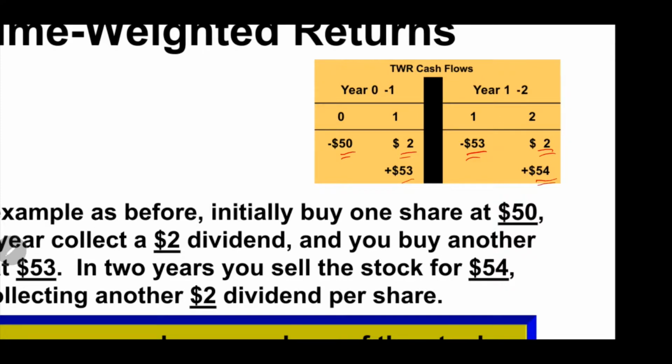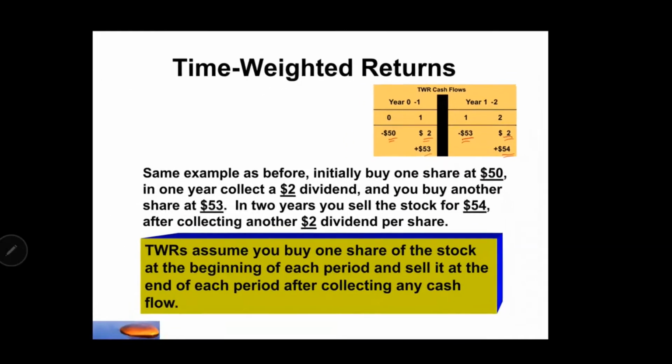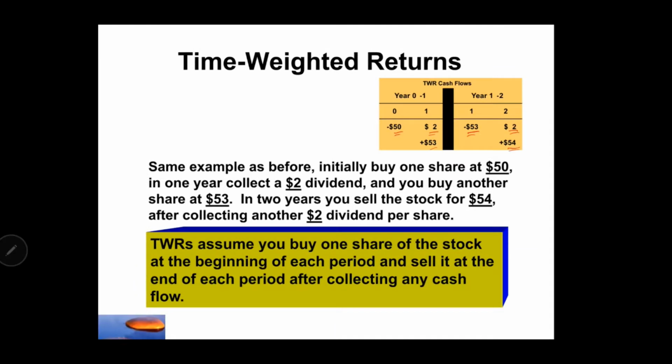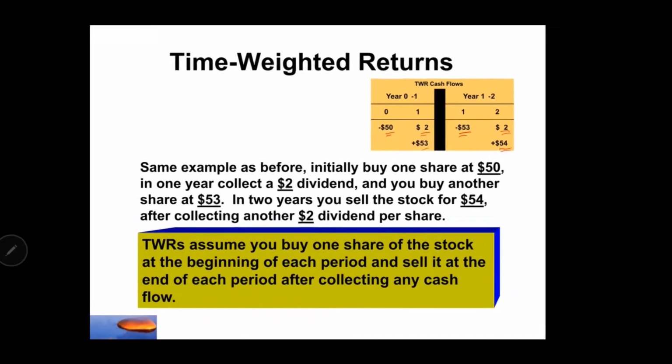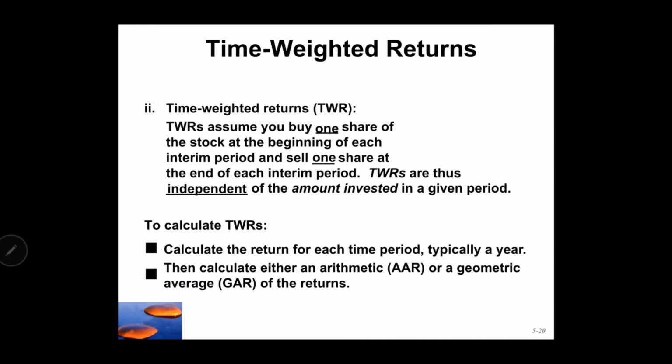then you have at the end of year 2, $54, you sell the price of the share. So this is how you can use the time weighted returns. So this is independent. Okay, so that means you calculate the return for each time period, and then you can use the arithmetic and the geometric average returns.